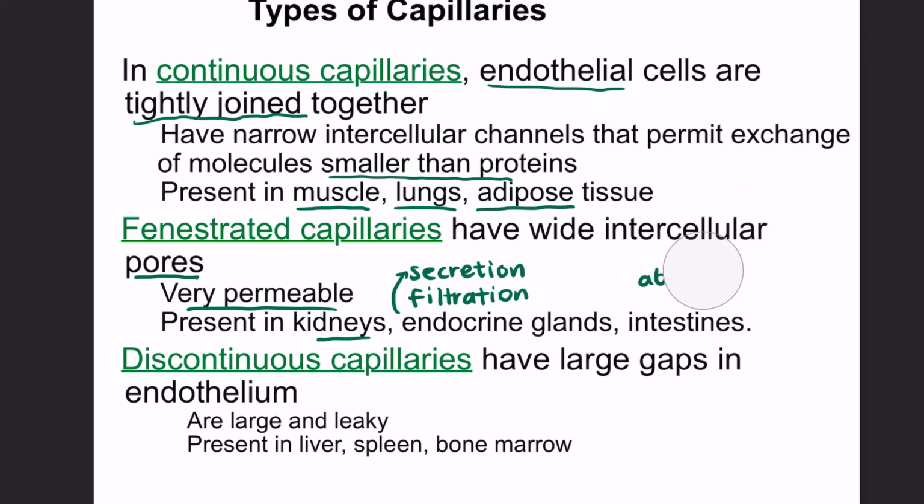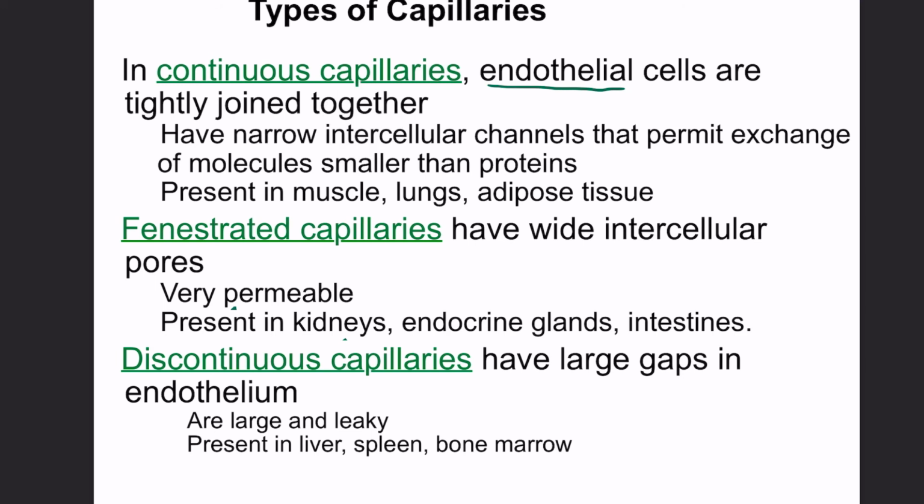Lastly, we have discontinuous capillaries. Discontinuous capillaries have the biggest of gaps in them, and they are big, they are leaky, they are discontinuous in that way because there's big gaps in between them. And notice where we find them. We find them in the liver, in the spleen, in the bone marrow. Wherever we're going to have blood cells moving in and out.